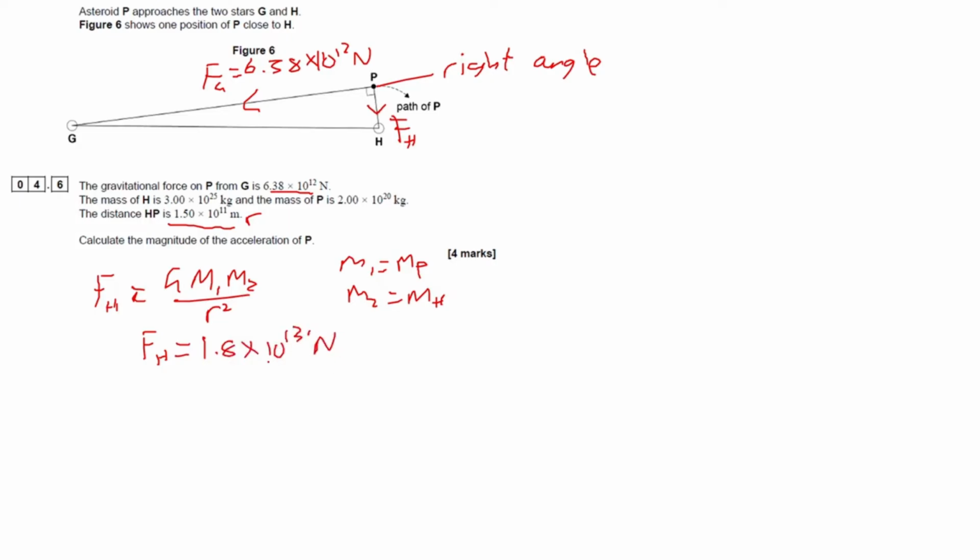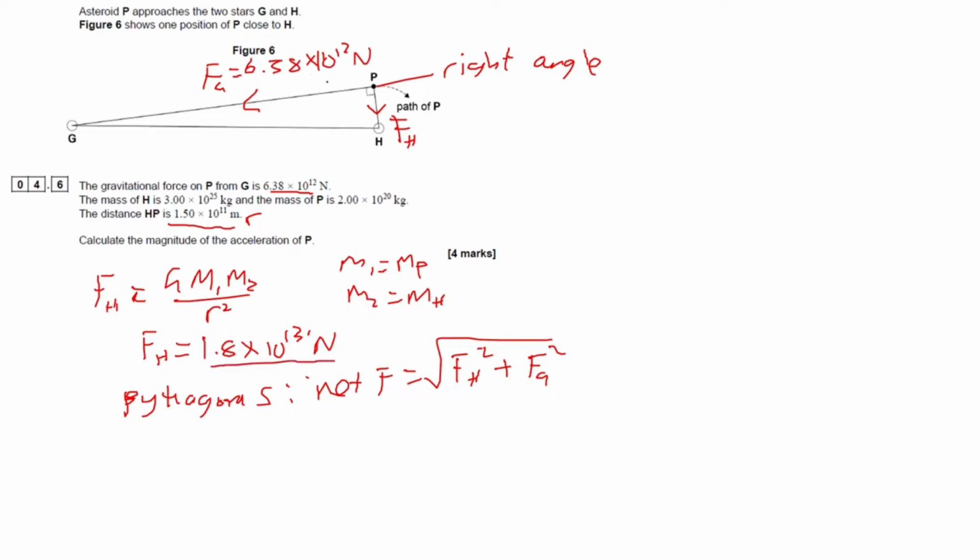So I have the force due to H, I have the force due to G. They're at right angles to each other, so we have to use Pythagoras here to find the net force. That's just the force of H squared plus the force due to G squared, all square rooted. So I've got these numbers now. Here's the force of H, here's the force of G. Put into the equation and you get the net force to be 1.9 times 10 to the power of 13 newtons.